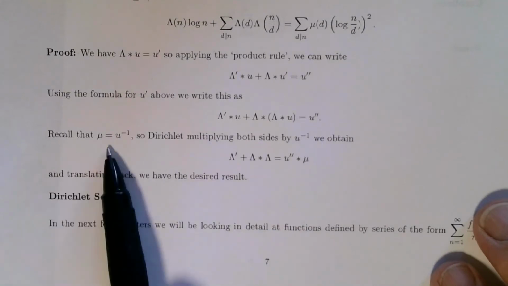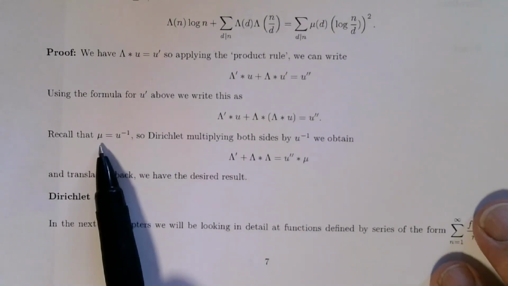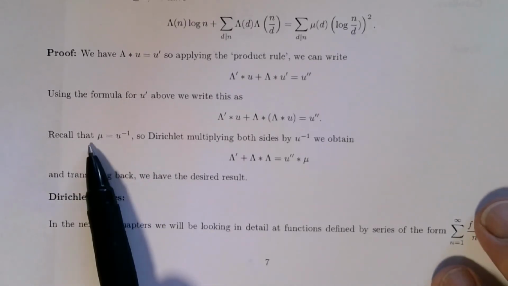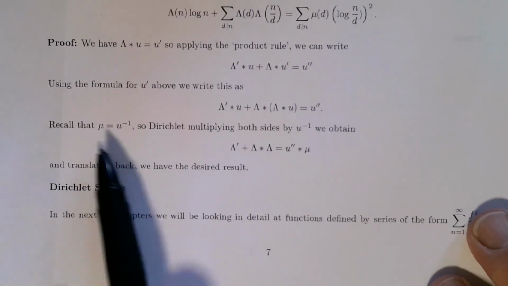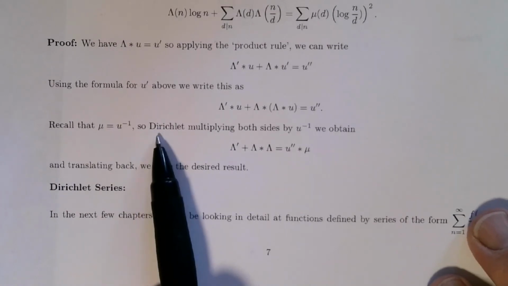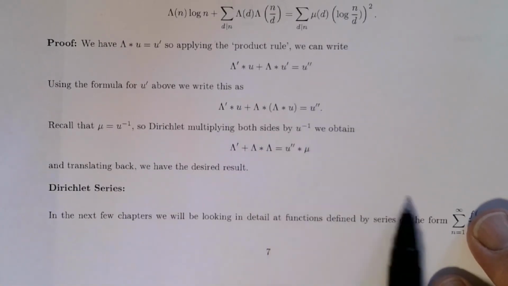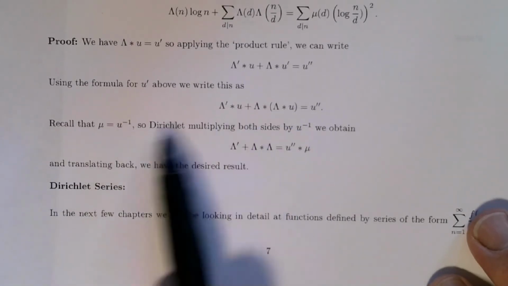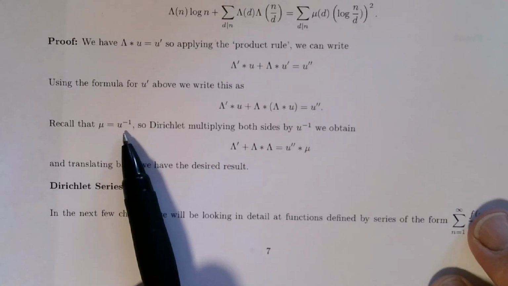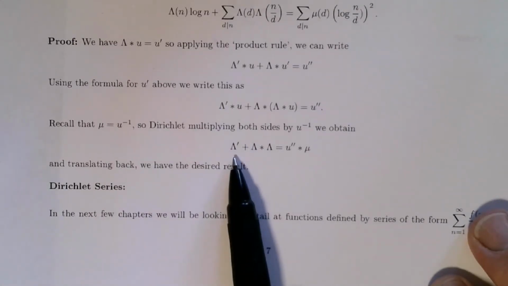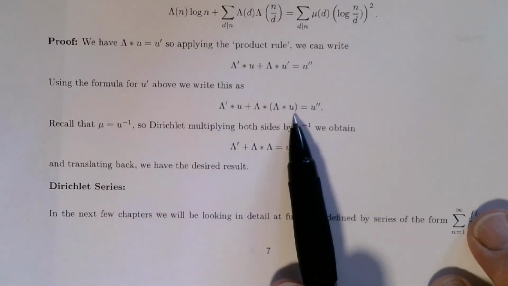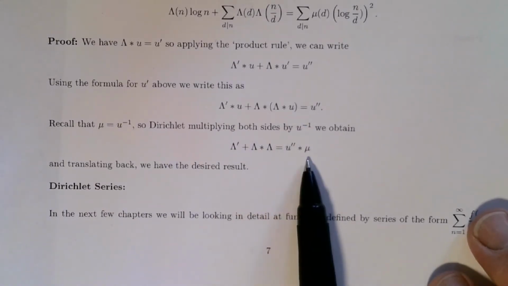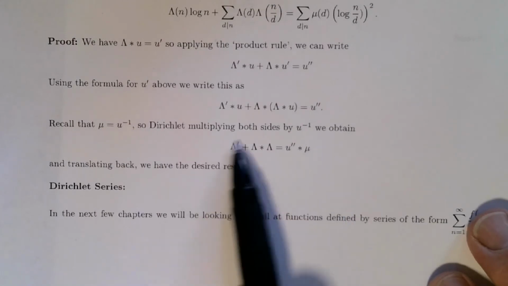I'm going to recall that mu is the inverse of u, and so I can Dirichlet multiply both sides of this by u inverse. And that will then give me u times u inverse is the identity. Identity starred with lambda dashed is lambda dashed. The u inverse will get rid of this u, so I get lambda star lambda, and I get u double dashed star mu.